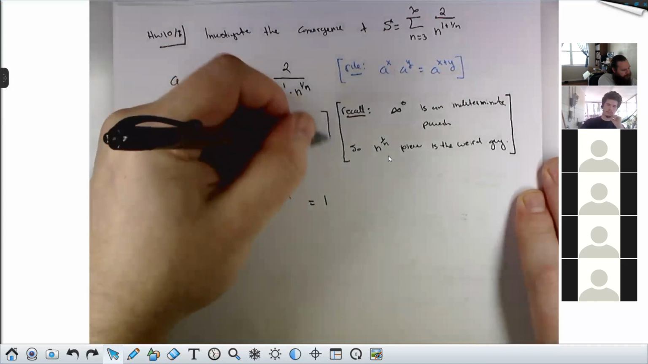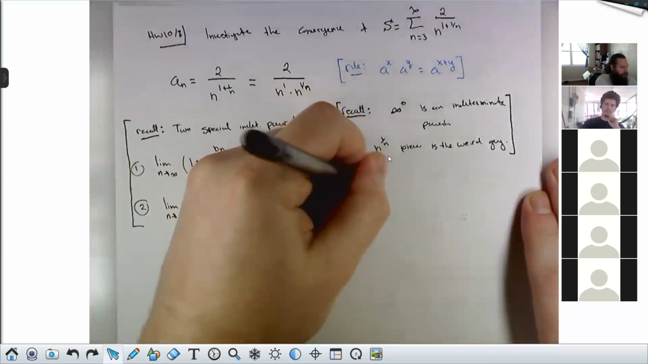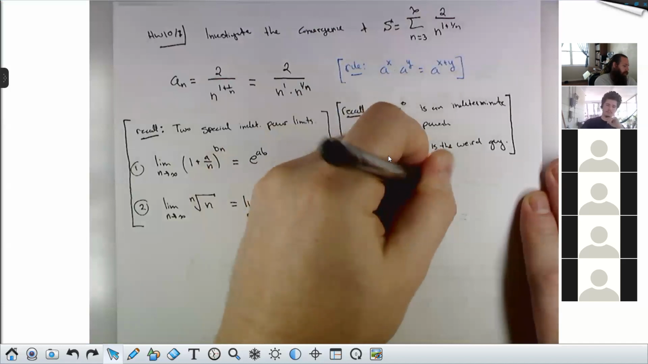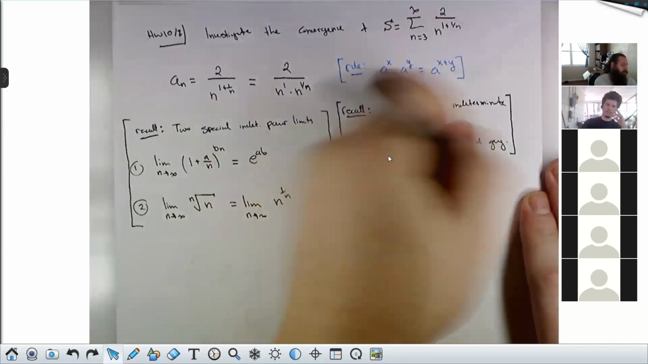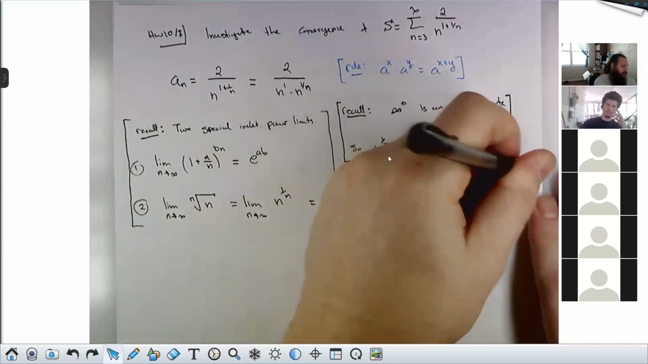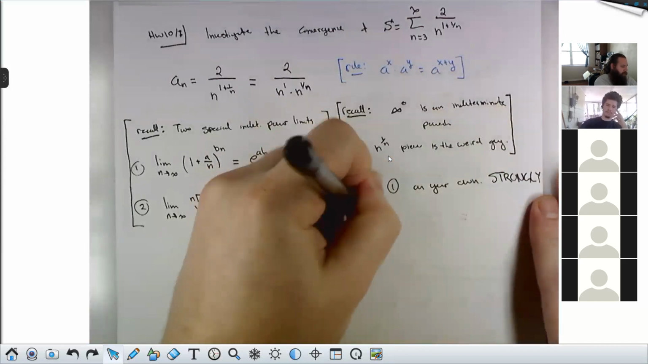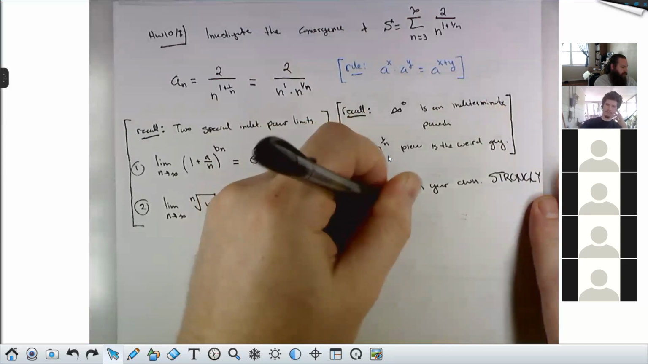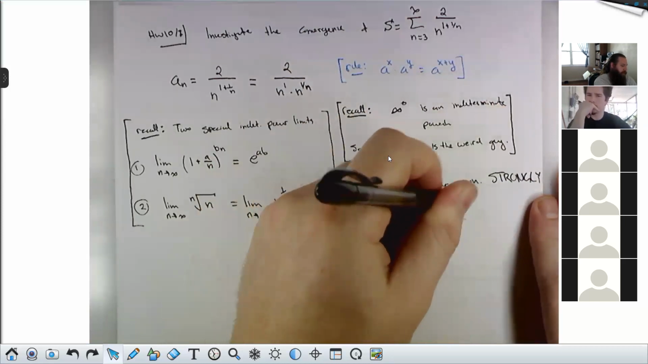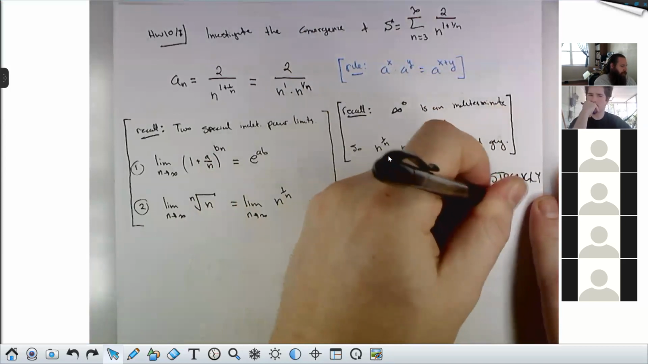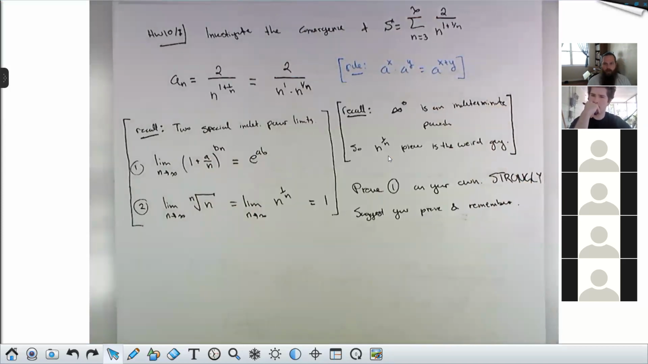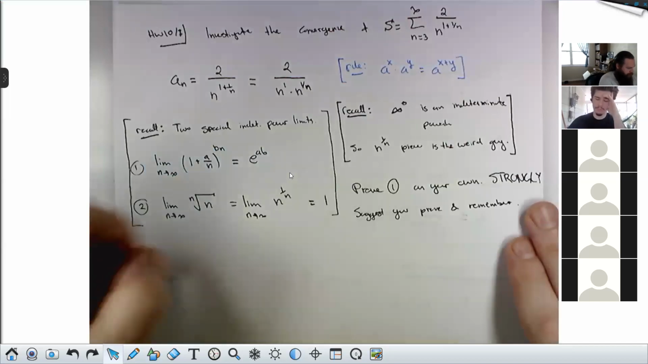If you haven't proven the first one, prove it on your own. I strongly suggest you do this. Prove and remember. I can't say it more clearly. There will be a point on exam 2 where you need this limit straight up. If you have to cook it up from scratch, it will take forever. Prove this once and you'll actually remember it forever. All right, I'll show you the proof of 2.